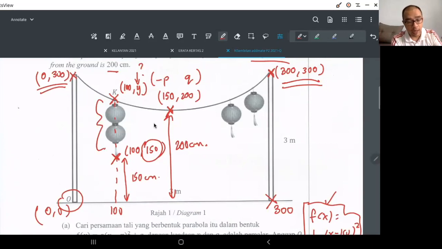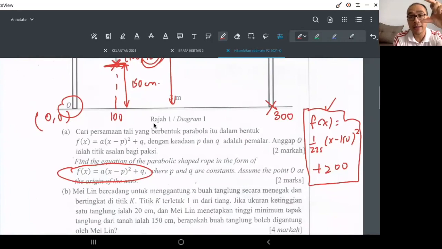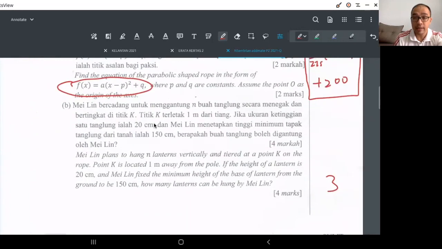Okay, I repeat. I need to find this y coordinate first. I need to find the coordinate of point K, the original y coordinate first. Then after I hang all the lanterns, it will go down to 150, and that is the lowest point here. So this difference, y minus 150, is the difference where you can put all the lanterns. And if one lantern is 20 cm high, then you can divide by 20 to find out how many lanterns you can put. And you will find that the answer is 3 lanterns.